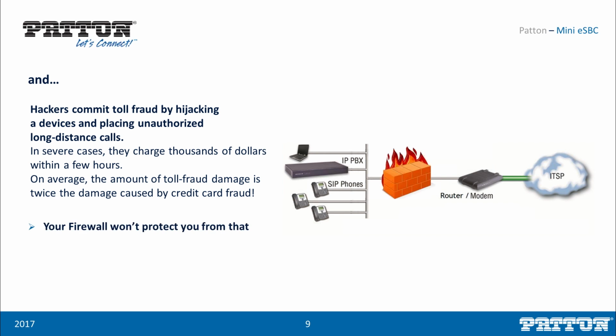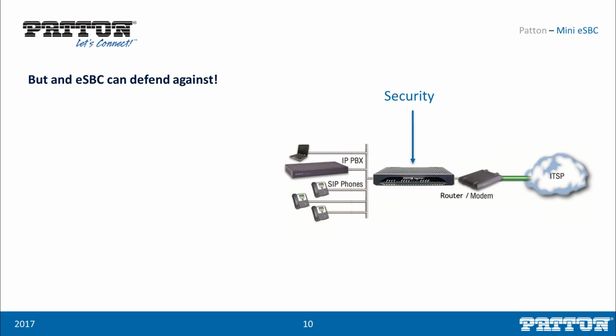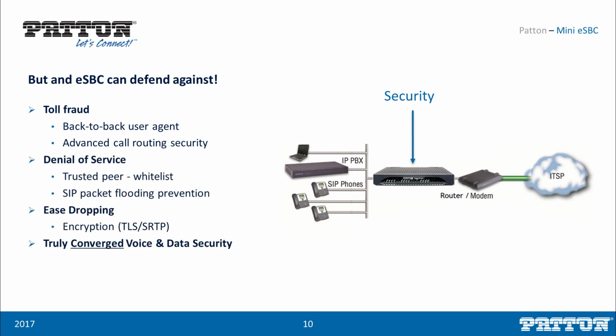So, your firewall just doesn't do that. And so you need an SBC, and in a lot of cases, you need it on premise in order to defend against toll fraud. We do that by introducing back-to-back user agents and by doing advanced call routing security. We do trusted peer and whitelisting and SIP flood prevention in order to prevent denial of service attacks.